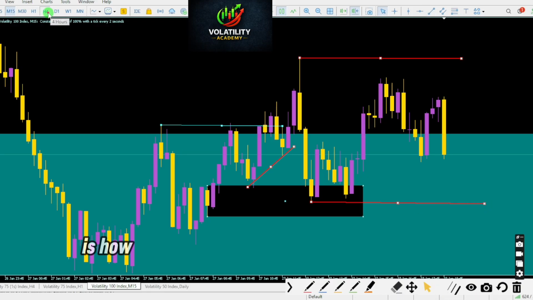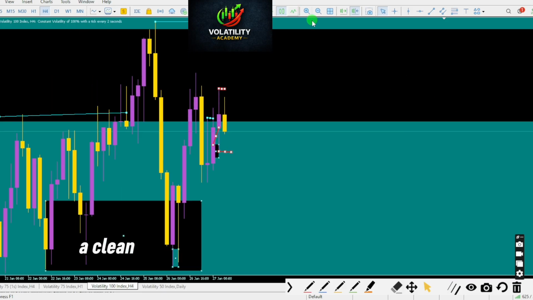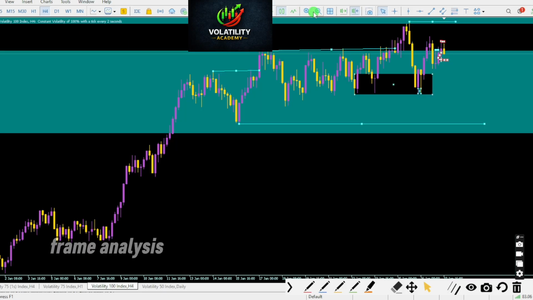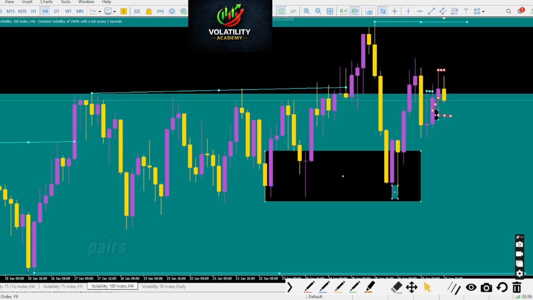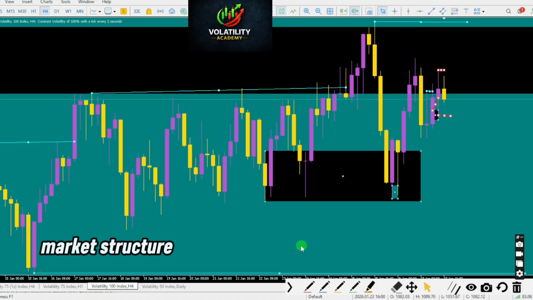Now, this is how you do a clean multi-time frame analysis on volatility pairs. Volatility 75, Volatility 100, they actually respect market structure, provided you know how to read market structure.